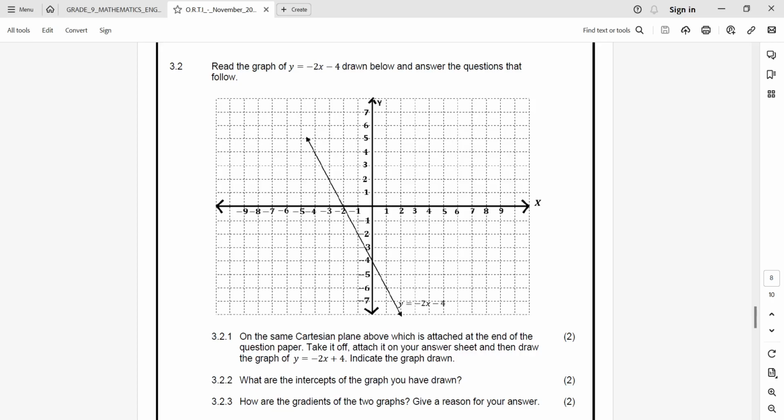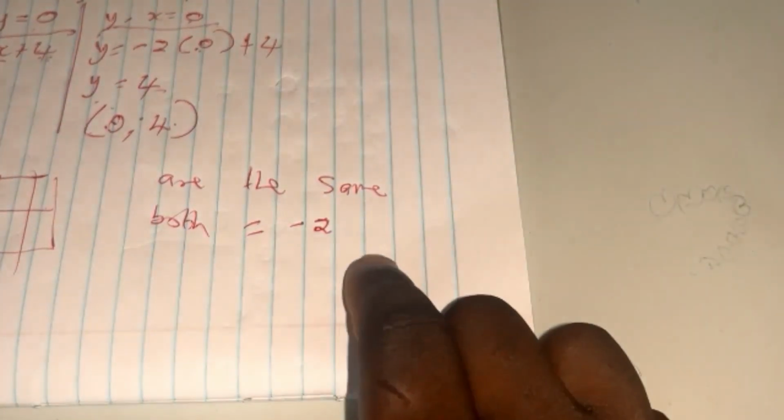Don't forget how we work it out. The gradients are the same. Both equal minus 2.